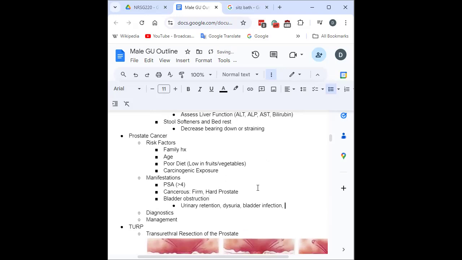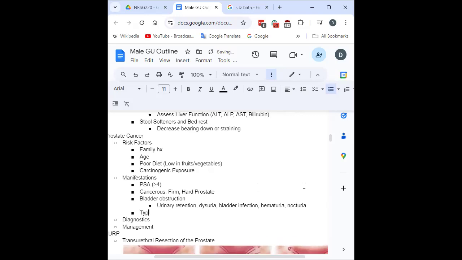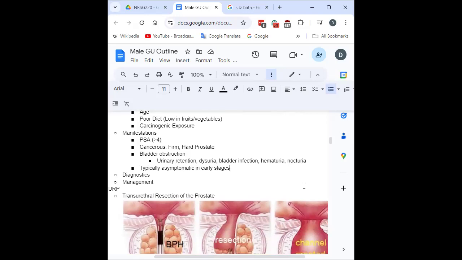What's that called? Do you guys know the name of that? Yeah, hematuria. You can have nocturia, but it's typically asymptomatic in your ages. And because of that, that's why they recommend that at a certain age men just have it done. It's asymptomatic at the start, but it's also more common as we get older.